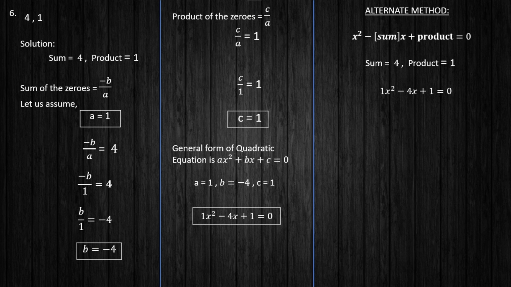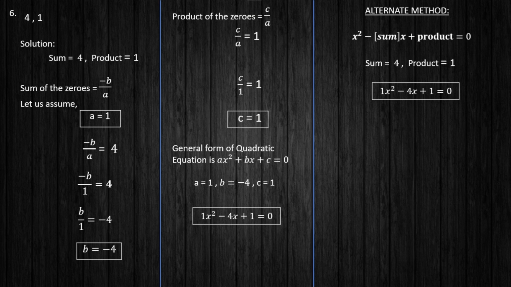Note here, x square and 1x square are one and the same. For x square, either you can write plainly x square or you can write 1x square. Both are the same in this case. So 1x square minus 4x plus 1 is the equation, and both are the same in the two methodologies given here. Hope you understood the method of doing this problem.